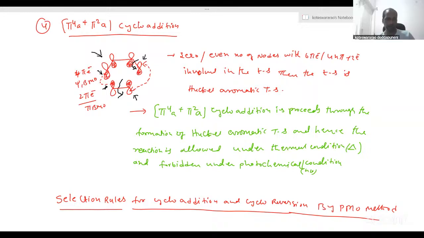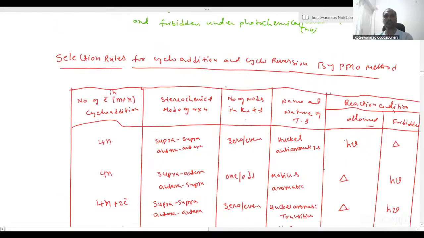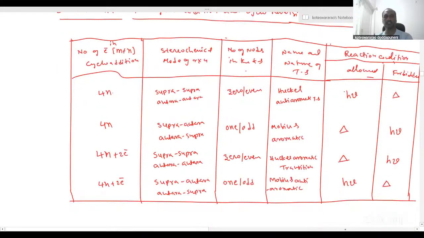Next, this is the summarized results. These are the summarized results. We call it the selection rules for the cycloaddition reactions.